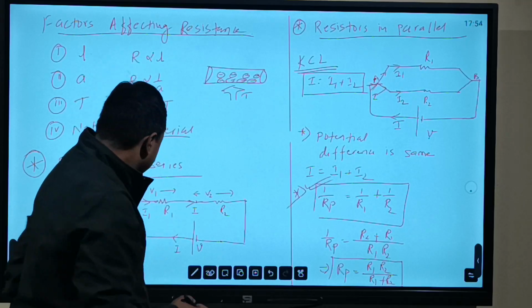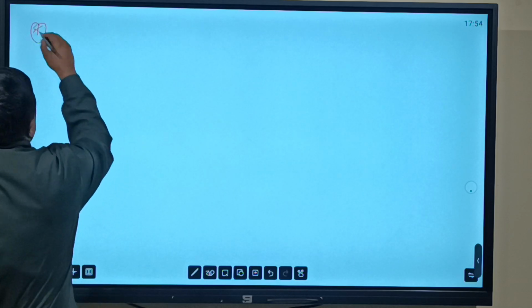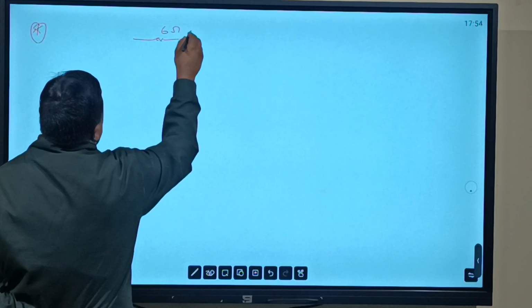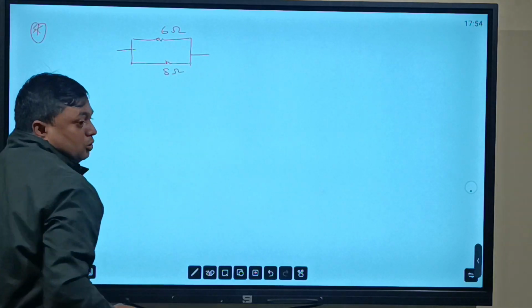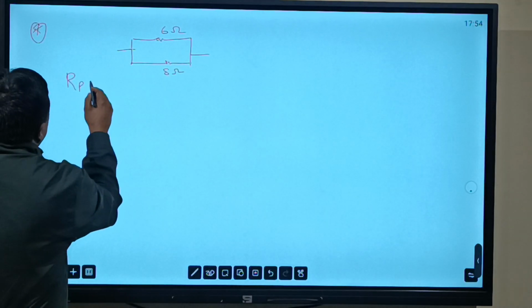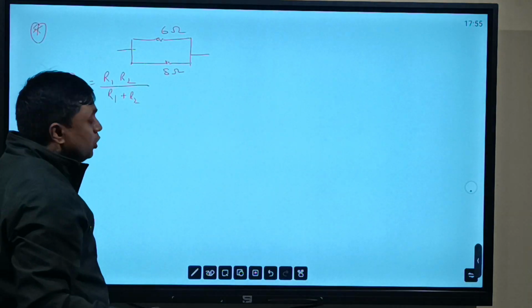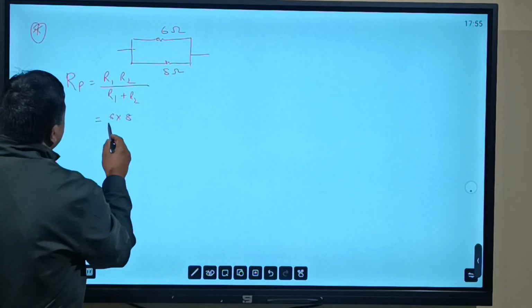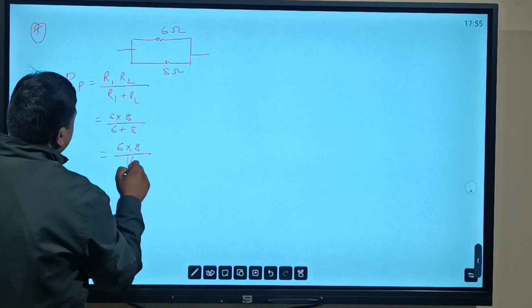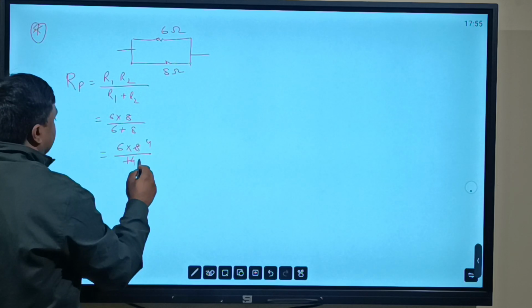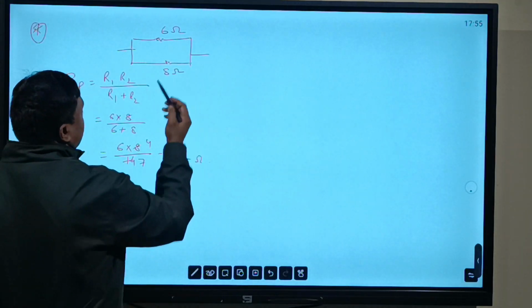Is it clear? For example, let's take a resistor of 6 ohm and another resistor of 8 ohm connected in parallel. How are we going to solve? Directly Rp is equal to R1 R2 divided by R1 plus R2. So R1 is 6 ohm, so 6 into 8 divided by 6 plus 8. 6 into 8 divided by 14. So 24 by 7 ohm.